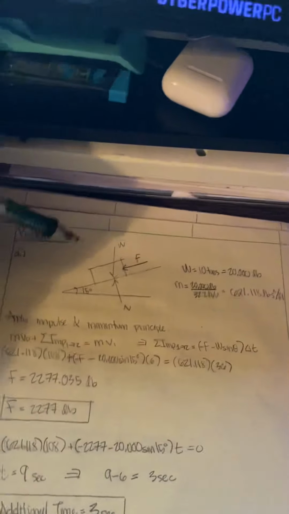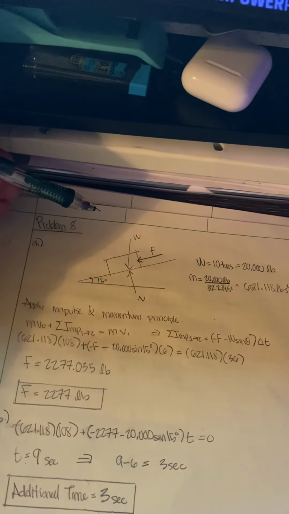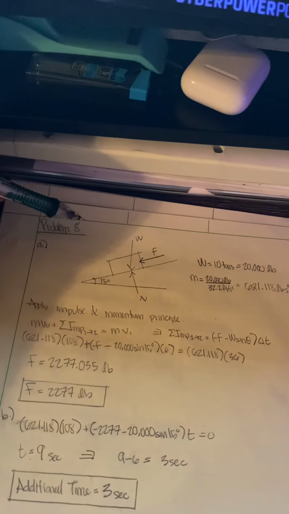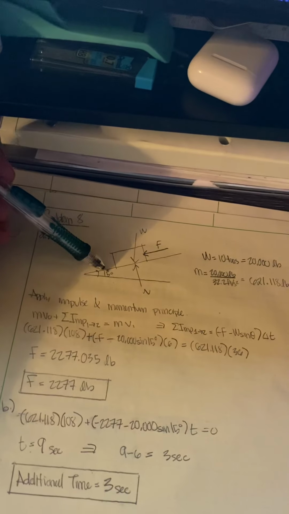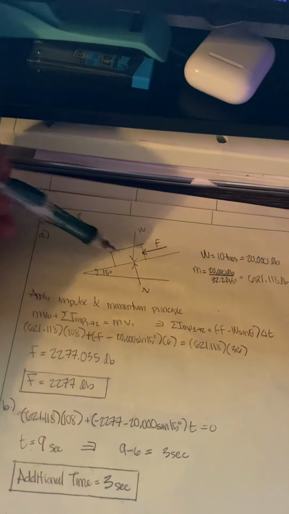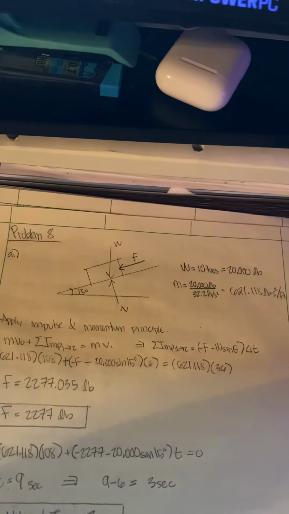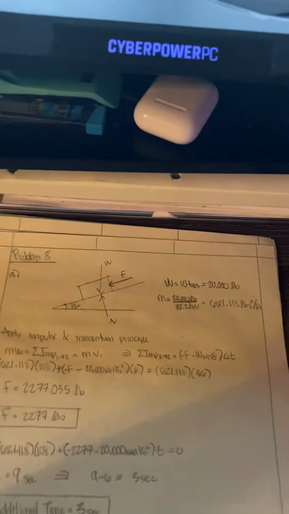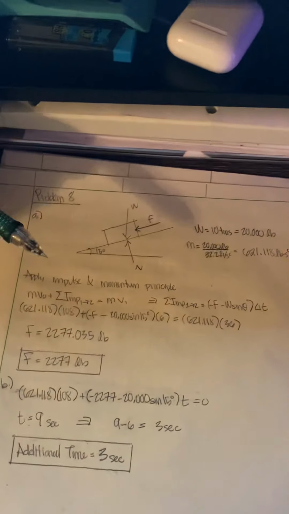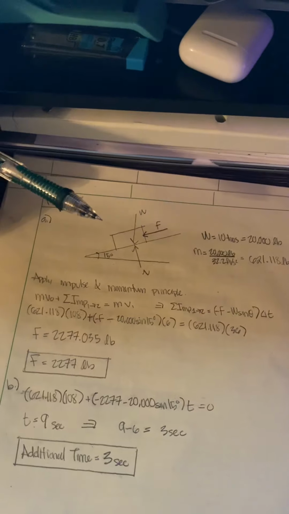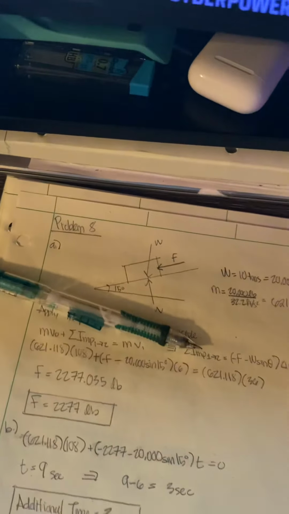So first, the problem statement is that steep safety ramps are built to maintain higher weights to enable vehicles with effective brakes to stop. And then we have a 10-ton truck that enters a 15-degree ramp at an initial velocity of 108 feet per second and travels 6 seconds before its speed is reduced to 36 feet per second. So we're assuming constant deceleration, and it wants us to determine the magnitude of the braking force and the additional time required for the truck to stop.